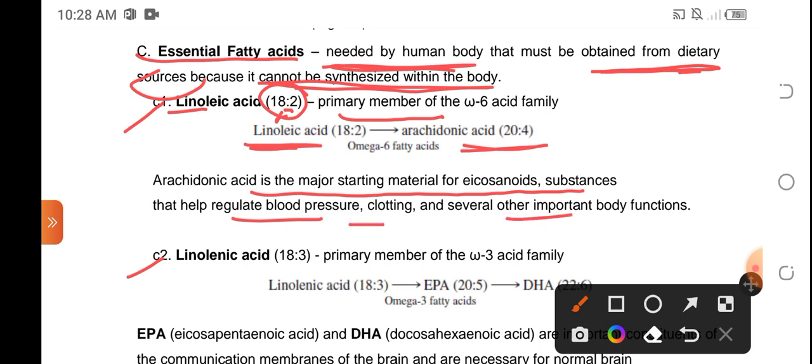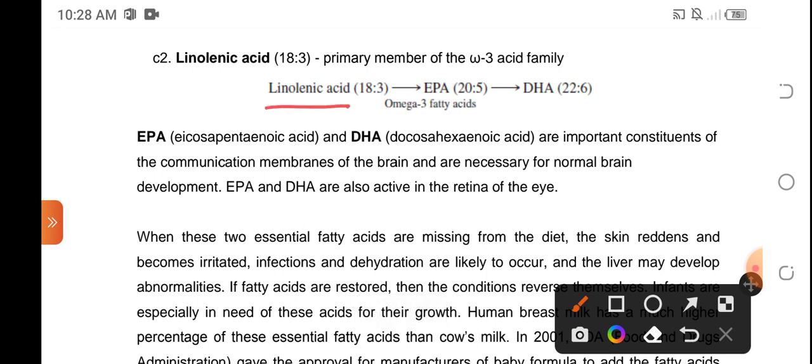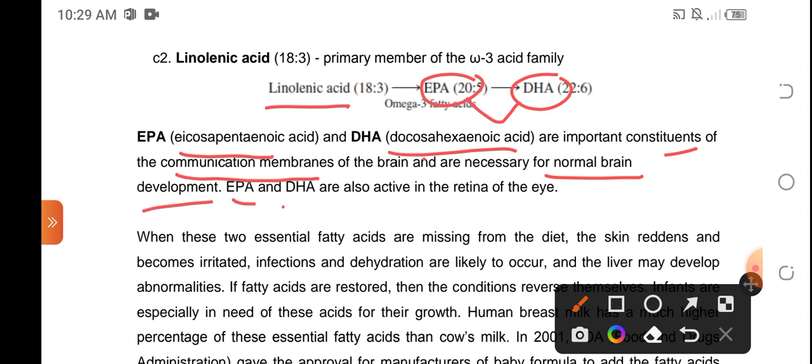Now, another essential fatty acid is linolenic. It has 18 carbon atoms with 3 double bonds. Okay, so it is very important because linolenic is used for the synthesis of EPA or eicosapentaenoic acid and DHA or docosahexaenoic acid. These two are important because they are constituents of communication membranes of the brain and they are necessary for normal brain development. Okay? These two are also active in the retina of the eye.